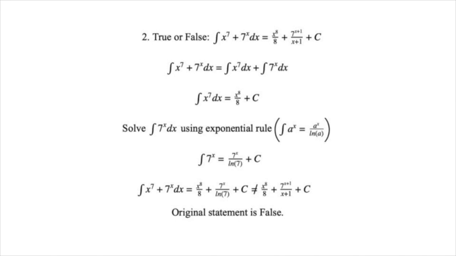I then added the solutions to these two integrals together to get x to the 8th over 8 plus 7 to the x over ln of 7 plus c. This does not equal x to the 8th over 8 plus 7 to the x plus 1 over x plus 1 plus c, so the original statement in our problem is false.